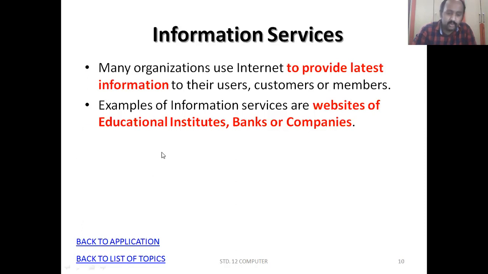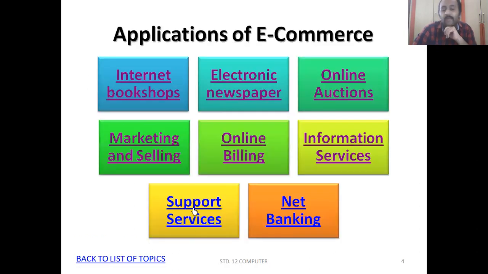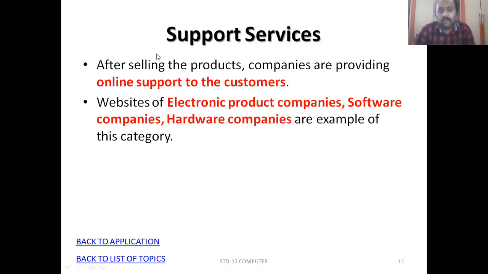Next, तो मैंने अभी आपको लिसन की there is a confusion between these two topics, information service and support service. दोनों अलग चीज है, दोनों में डिफरेंस क्या है? What is support service? After selling the product, companies are providing online support to their customers. Means कोई कंपनी प्रोडक्ट बेचने के बाद कस्टमर्स को ऑनलाइन सपोर्ट प्रोवाइड करने के लिए अगर कोई वेबसाइट यूज कर रही है, सो दैट कैन बी द एग्जांपल ऑफ ऑनलाइन सपोर्ट सर्विस.